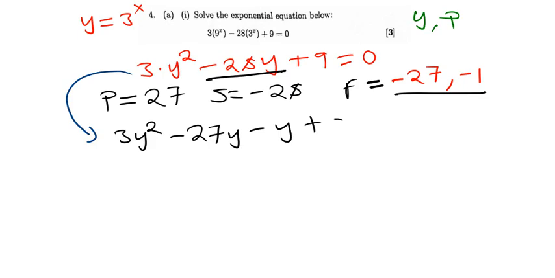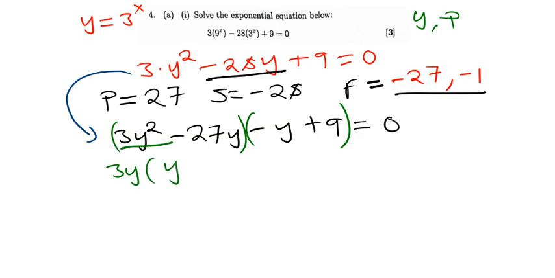Plus 9. Now we call it factorization because at this stage, this is where we get what's common. We split into two different brackets. For the first part, what's common is 3y, and then what remains is y if we remove 3y. For the other part, 27 divided by 3 is a minus.